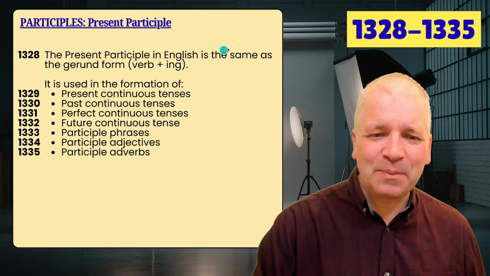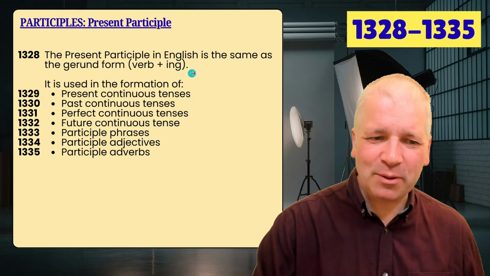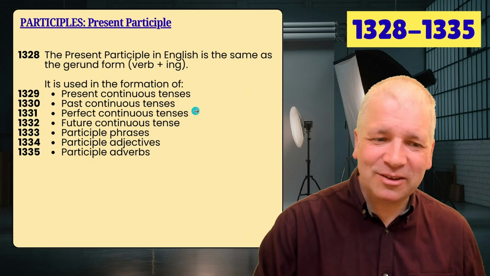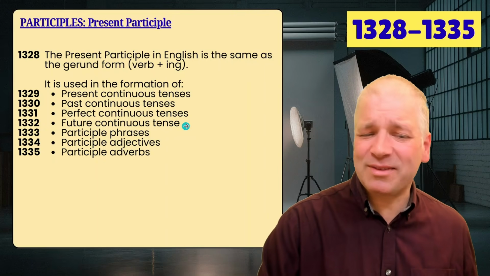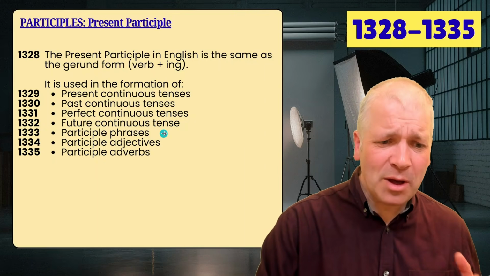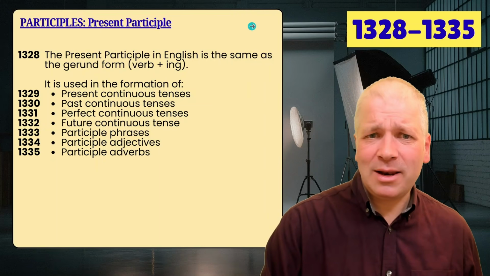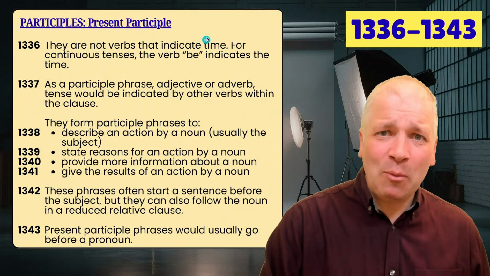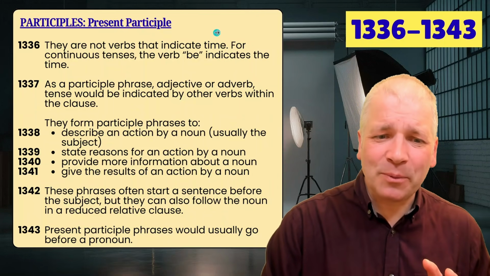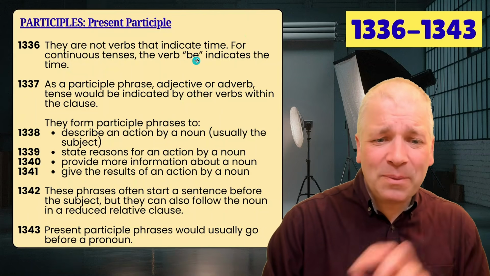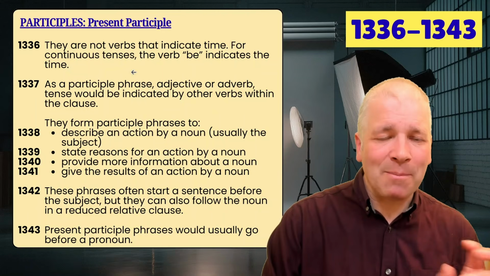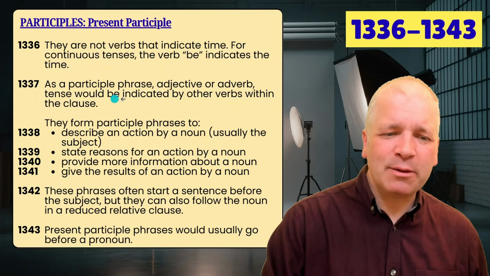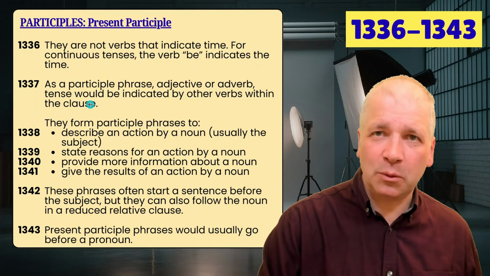The present participle in English is the same as the gerund form, verb plus ing, and is used in the formation of the present continuous, past continuous, perfect continuous, future continuous tenses. But also we have participle phrases, adjectives and adverbs. Let's look at these latter ones in more detail. They are not verbs that indicate time once they become the present participle. So for continuous tenses, the verb to be indicates the time. I am running. Am shows the time, or I was running. As a participle phrase, adjective or adverb, tense would be indicated by the other verbs within the clause.